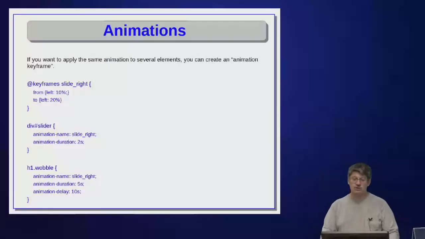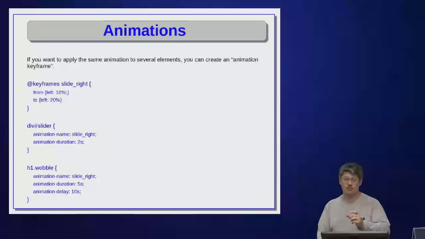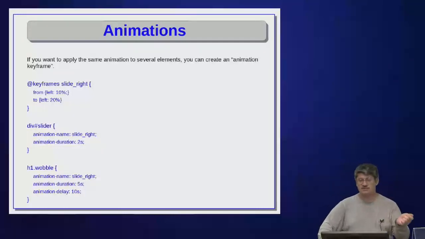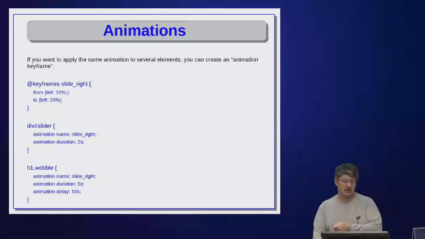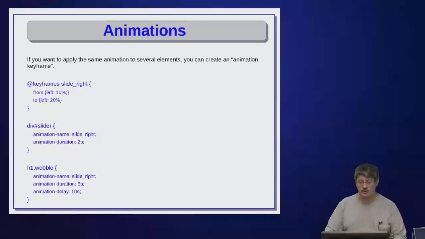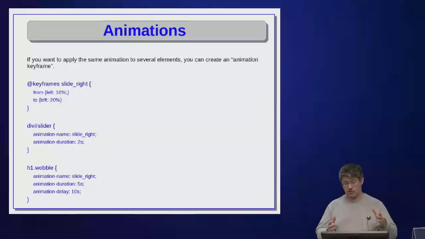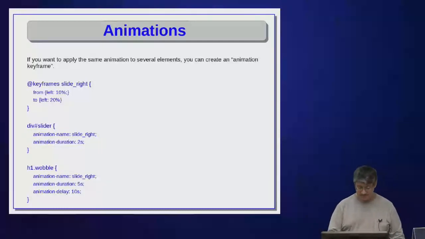I could also have a rule that says, okay, find h1 tags that are in the wobble class. That's h1.wobble with no spaces. And I can apply the same animation name, slide right. But I can give it an animation duration now of 5 seconds, so it's slower. And I can set a delay, so animation delay of 10 seconds. That means that the animation isn't going to start right away. The page will load, and then all of the wobble H1s will slide to the right after 10 seconds.